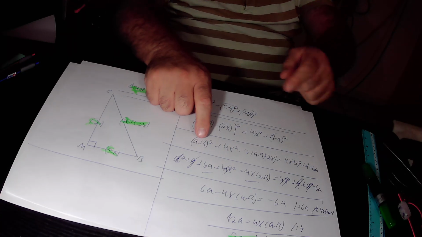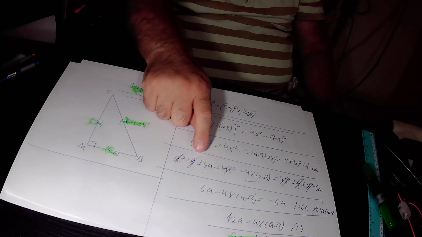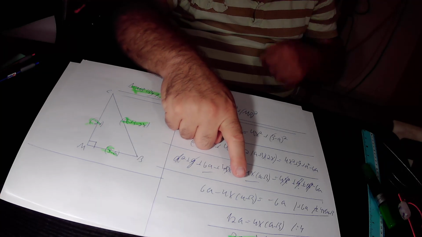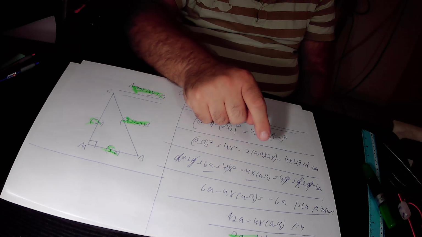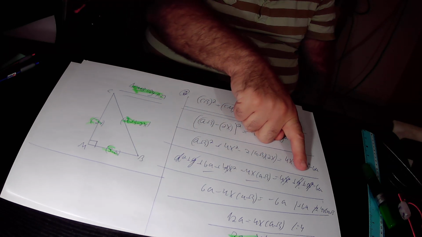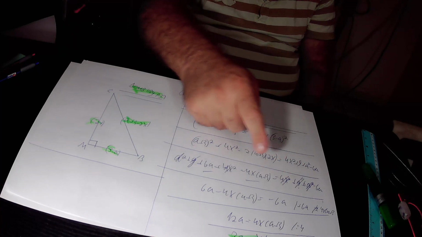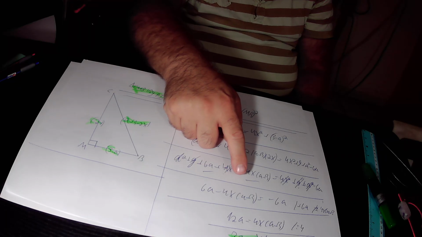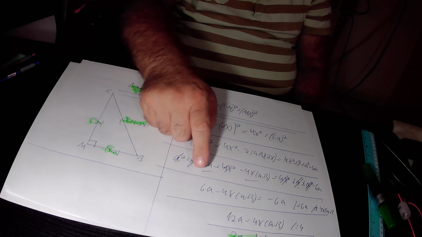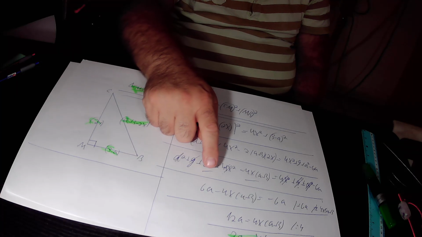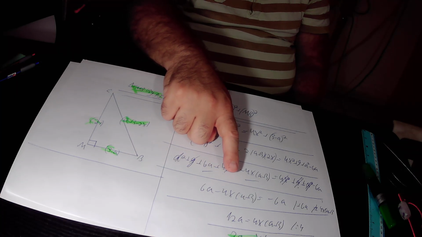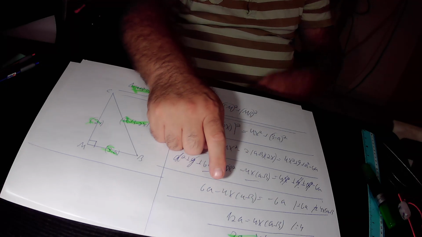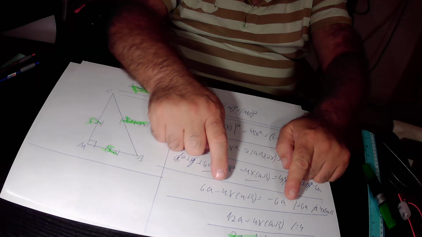So after we cancel those expressions, we are left with 6a plus 4x times (a + 3) on one side, and it equals minus 6a. On the other side of the equation, we are left only with minus 6a. So in total, we found that 6a minus 4x times (a + 3) equals minus 6a. We added 6a and also 4x times (a + 3) to this equation, and finally found that 6a plus 6a is 12a equals 4x times (a + 3).